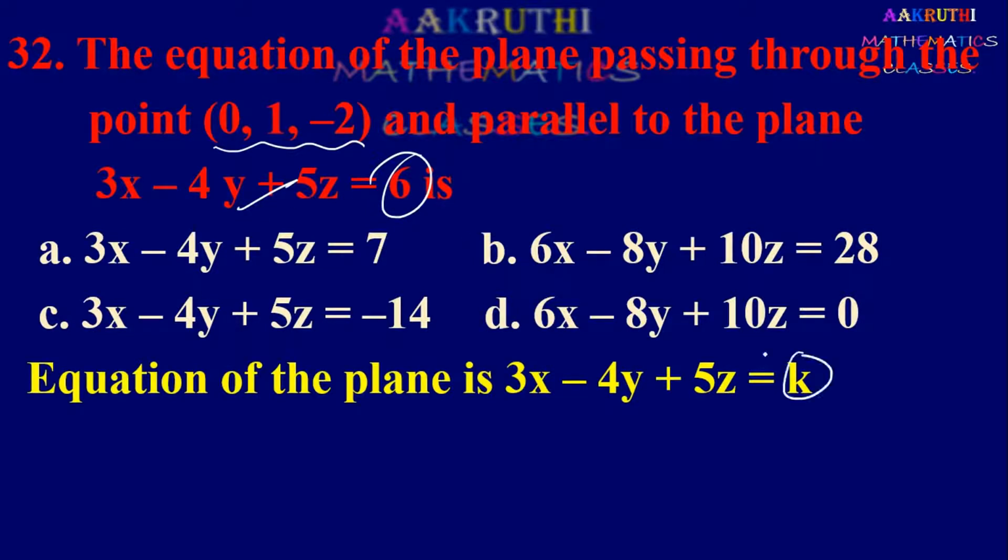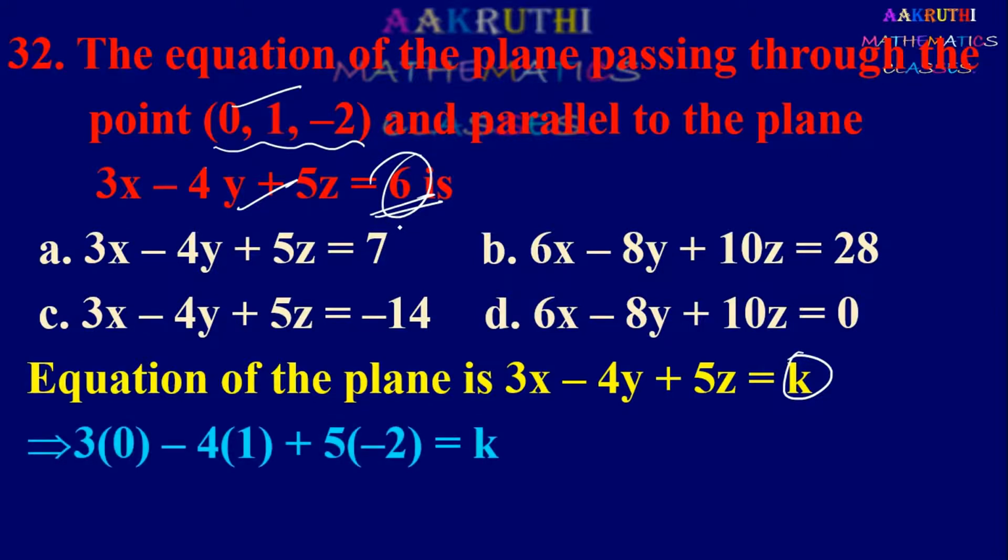So here we have to find the k value using this point. So we substitute x equal to 0, y equal to 1 and z equal to -2. When two planes are parallel, only this constant changes. So the required equation of the plane is 3x minus 4y plus 5z equal to k. Then find the value of k using this point, that is, substitute x equal to 0, y equal to 1 and z equal to -2. So we get 3 into 0 minus 4 into 1 plus 5 into -2 equal to k. Therefore the k value is -14.